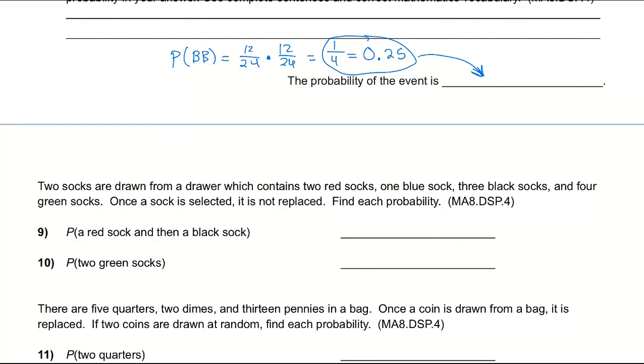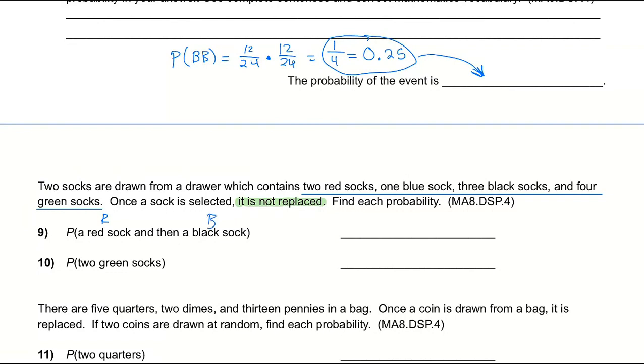All right. This is round 2. Two socks are drawn from a drawer which contains 2 red socks, 1 blue sock, 3 black socks, and 4 green socks. Once a sock is selected, it is not replaced. This is going to be dependent. Probability of a red sock and a black sock.